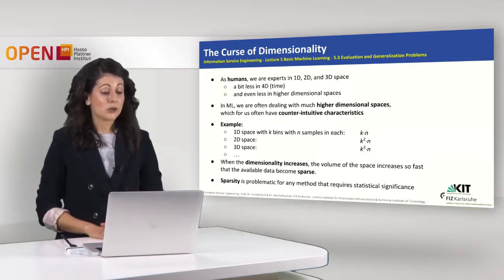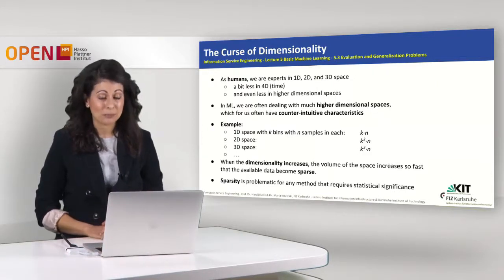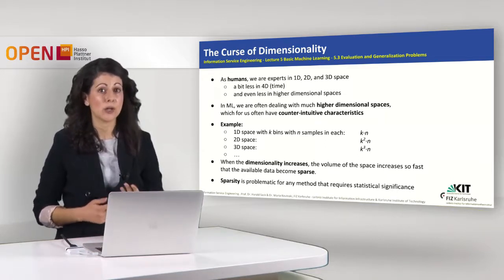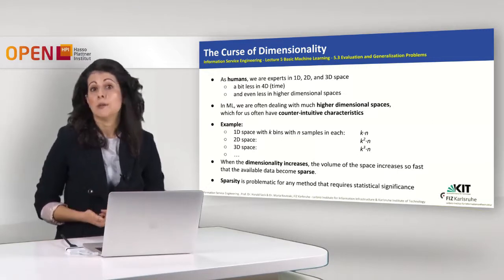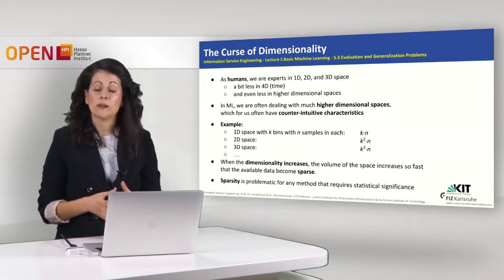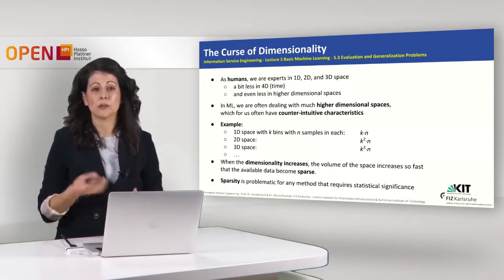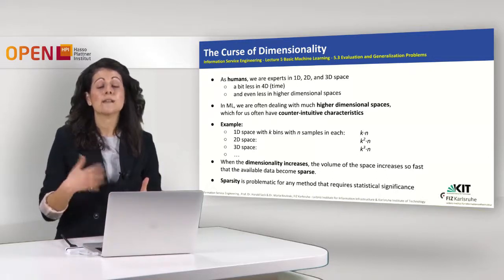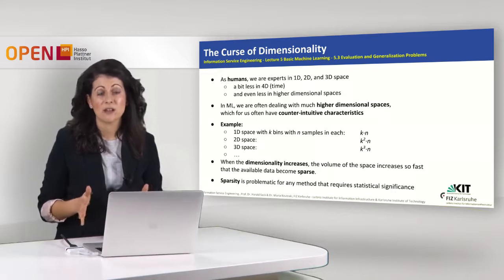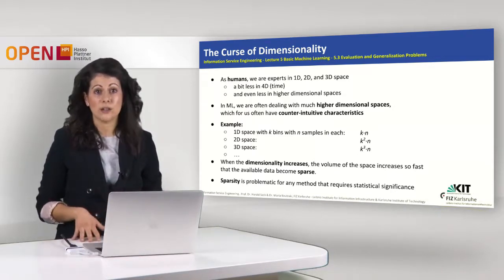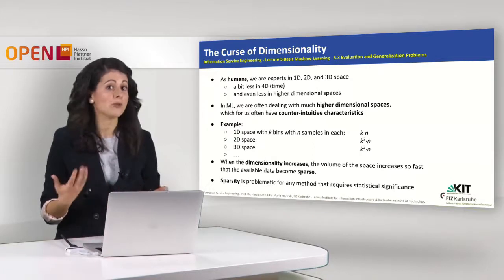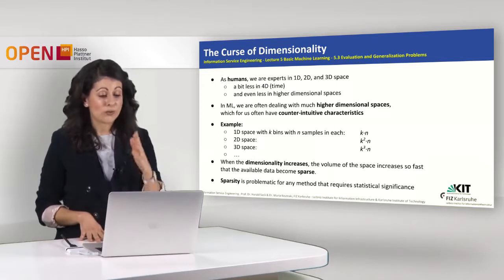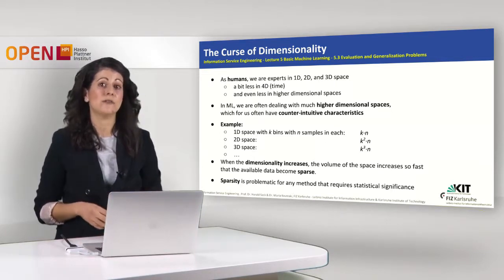And let us now move on and talk a bit about the curse of dimensionality. So, we as humans can say that we are experts in 1, 2, and 3-dimensional spaces. We might be a bit less expert in 4-dimensional spaces, where time is also involved. But in higher dimensions, we are less and less expert. In machine learning, though, this is not the case, because we have so many features that we are often dealing with much higher dimensional spaces, which for us might have counterintuitive characteristics.